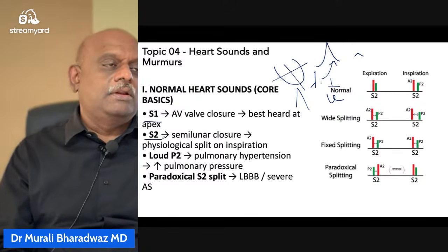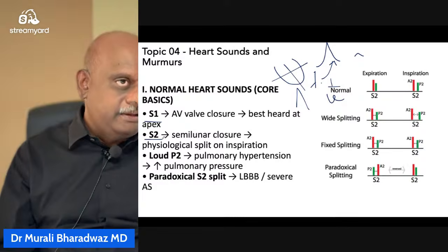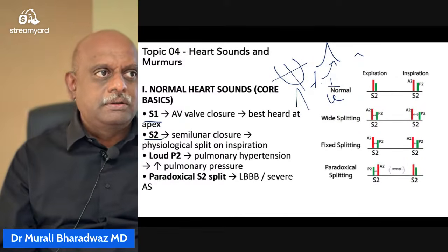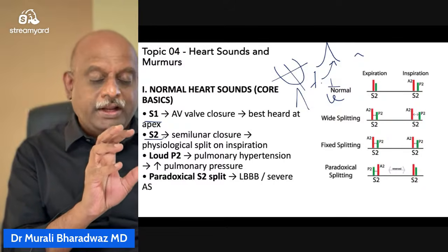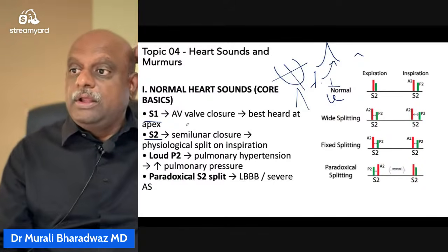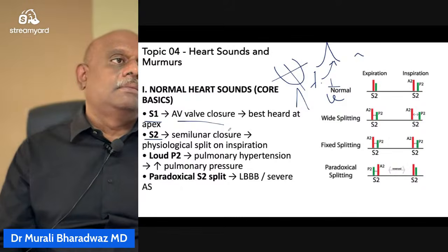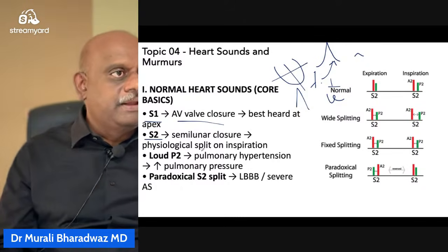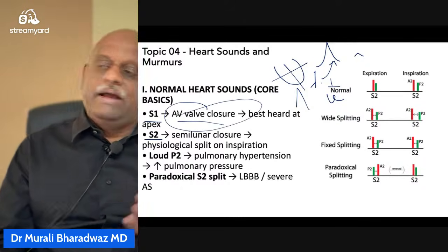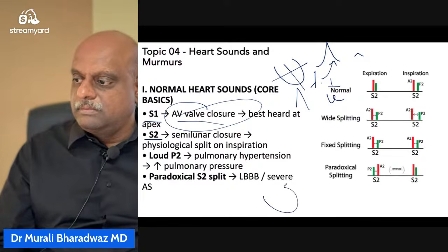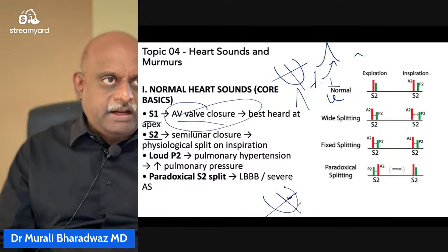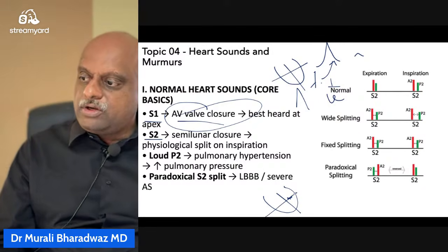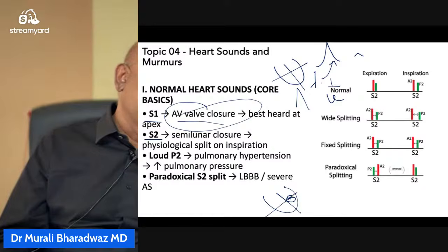Now, S1, S2, they both are low amplitude, high frequency. That's the reason we use the bell. Sorry, we use the diaphragm. So, S1, best heard at the apex, and it is the closure of the AV valve. What is the AV valve? Between atrium and ventricle, mitral and tricuspid. When this closes, you listen to the lub, which is S1. Clear?